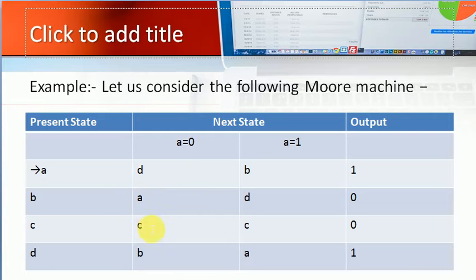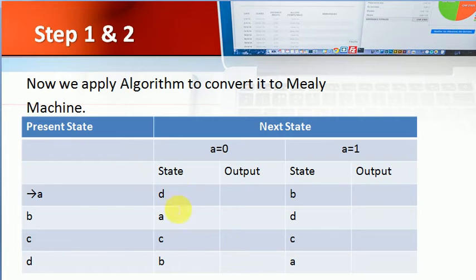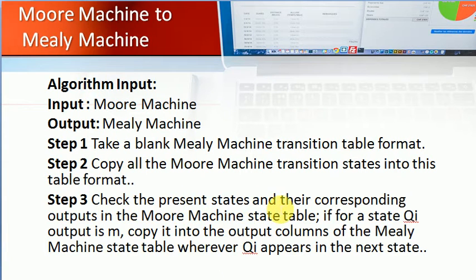From here we have copied all the next states to our Mealy machine table. Now we will see step number 3. Check the present state and their corresponding output in the Moore machine state table. If the state Qi output is m, copy it into the output column of the Mealy machine state table wherever Qi appears in the next state.